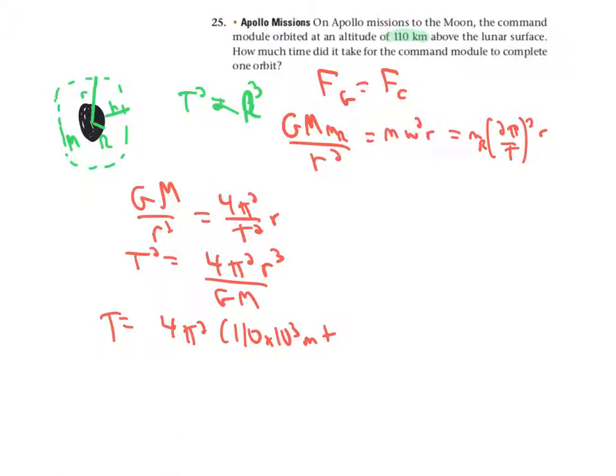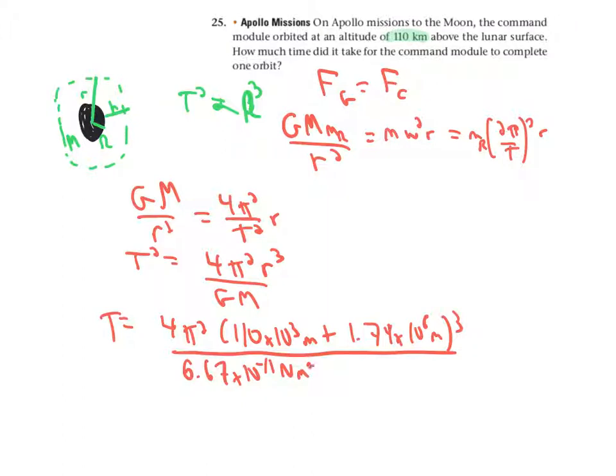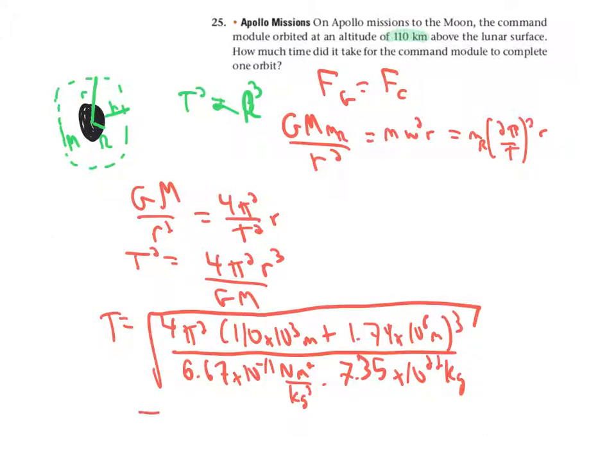According to Google, that is 1.74 times 10 to the 6 meters, and then cube it, over 6.67 times 10 to the minus 11 Newton meter squared per kilogram squared times the mass of the Moon, which Google tells us is 7.35 times 10 to the 22 kilograms, and then the square root of all of that. This turns out to be 7140 seconds, which, if you convert it, is 1.98 hours. So roughly every 2 hours they went around the Moon once.